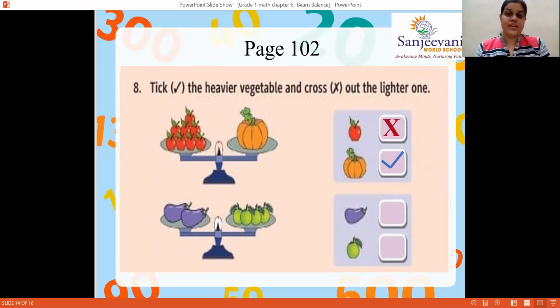But which one is heavy? Brinjal is heavy, right? Only 2 brinjals are kept, but 4 guavas are kept. But just imagine if there were 2 brinjals and 1 guava, what would have happened? Yes, the brinjal would have come down because it weighs more, right? So for brinjal, you'll put a tick mark as it is heavy. And for guava, you'll put a cross mark. Okay, children?